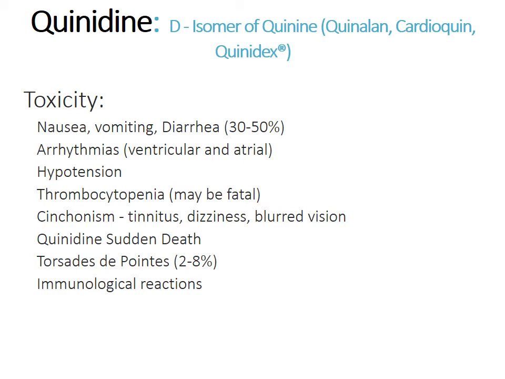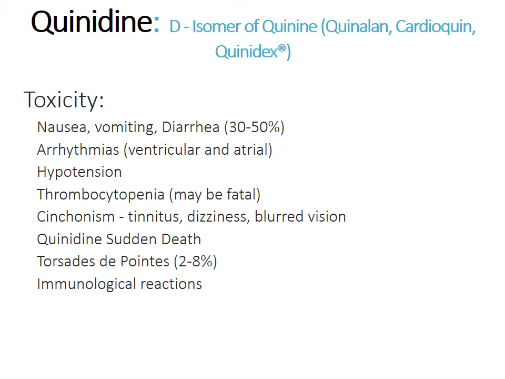Now, there's this other constellation of signs and symptoms that can occur from quinidine. So this would be cinchonism, and you can see the same thing with quinine as well. But basically, you have tinnitus, dizziness, and blurred vision that can occur from this. You would also have this quinidine sudden death syndrome, which is thought to be due to torsades or other ventricular arrhythmias which can occur. So just be aware, because anytime you're prolonging that action potential, you always run the risk of having those reentrant ventricular arrhythmias. So something like torsade could be a possibility there.